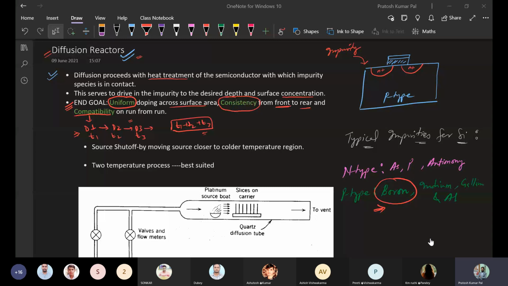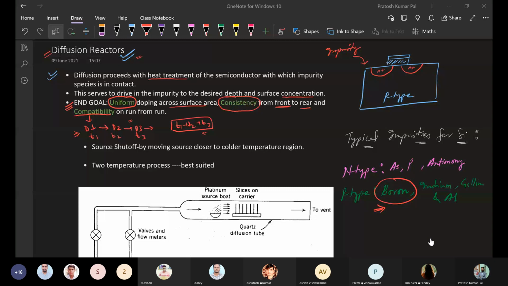This is the first case. This is a case where the solid source of dopant is there. If a solid source of dopant is there, then this type of reactor is used for the process of diffusion. This furnace will be made up of quartz. We call it a quartz diffusion tube furnace. Inside that we will have the slice of substrate, and this is the source, meaning the source of dopant.